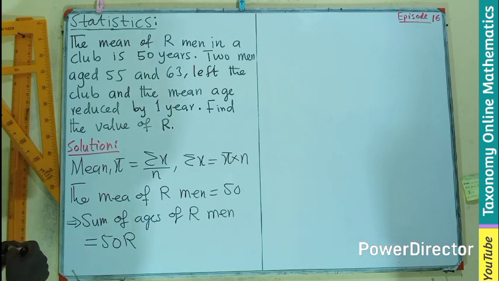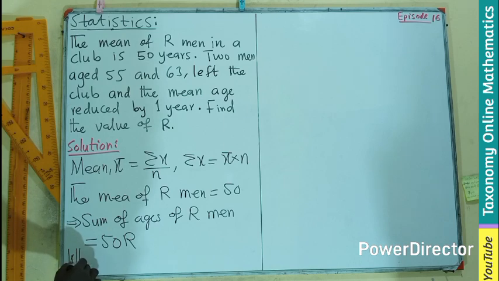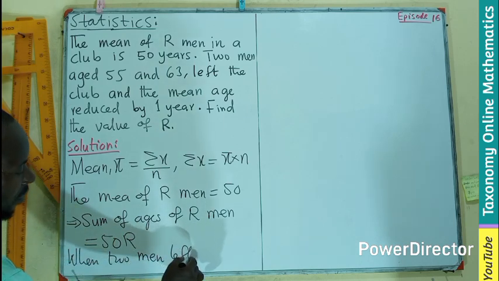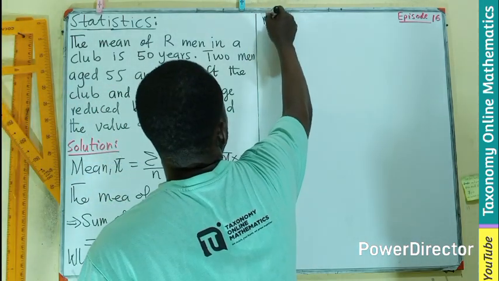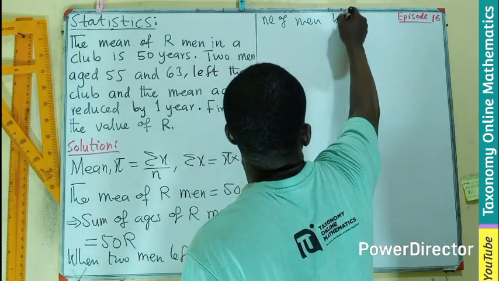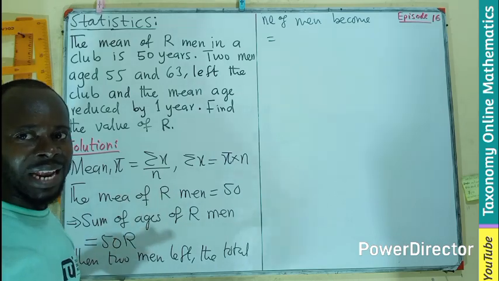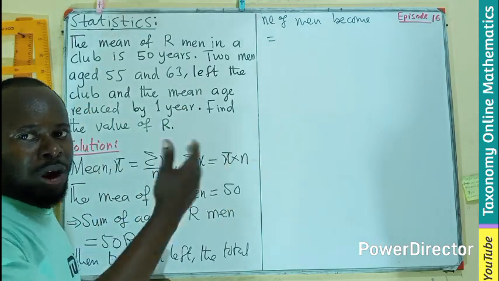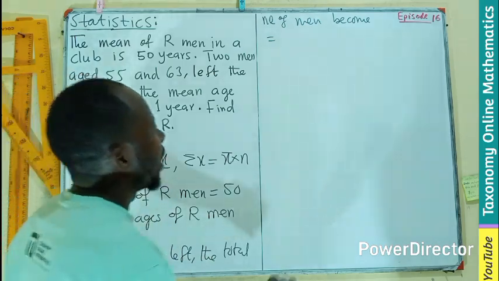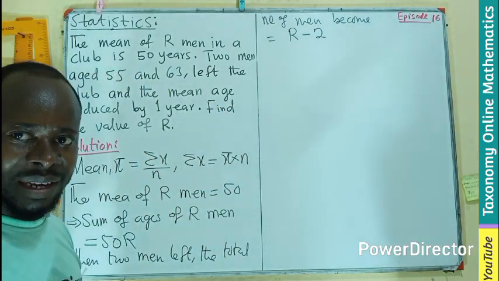Alright. What is next? Now, two of them have left. So when two men left, the total number of men will become what? If R is 10, there are no more going to be 10 people there. It becomes 10 minus the two of them, but we don't know the 10, so we know it is R. So that means it is R minus 2. I guess that is clear.